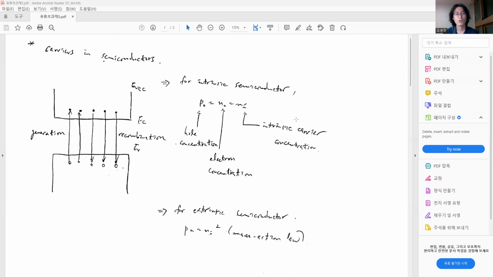And also, when the electron in the conduction band goes down to the valence band, this is called recombination, which means the electron fills the hole.